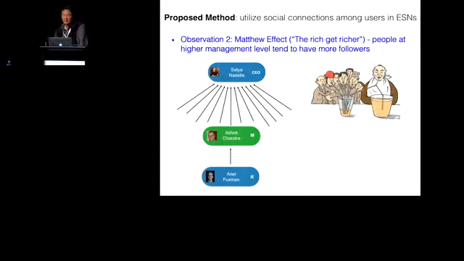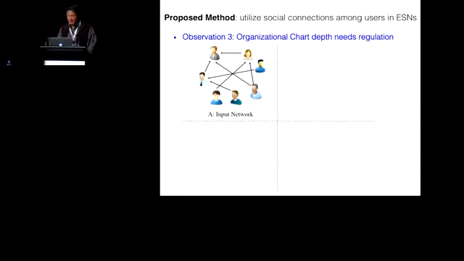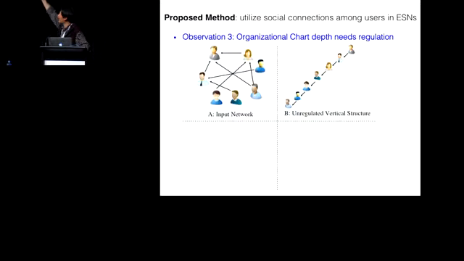And then there's another observation, what we call the mastery effect, which is that people higher up have a larger fan out because more people follow them. So if you have a person connected to another person, and the level is higher, then you should have a higher fan out. And the third thing is about the management structures. We don't want to come up with a structure that becomes a vertical line.